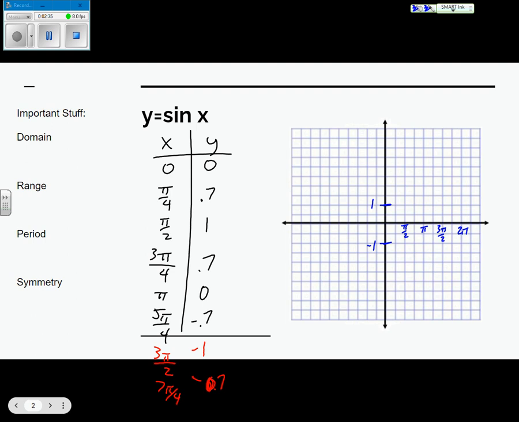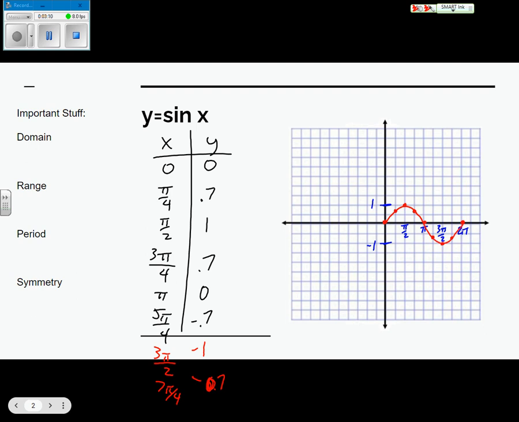So if I go through and plot everything that I just found over here, I'm going to get 0, 0. I'm going to get 0.7, and then 1. And then I'm going to get 0.7 again, and at pi, I'm back down to 0. All right, that doesn't look too bad. I'm going to be able to connect those dots pretty easily. And then it's going to come down here and be negative 0.7, and then negative 1, negative 0.7, and then back to 0. And this is known as the first period of sine. This is a cool little wavy line.